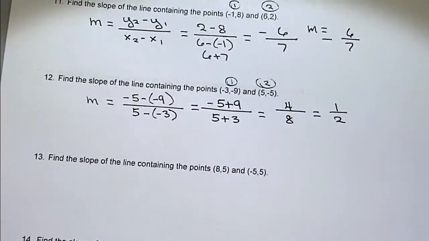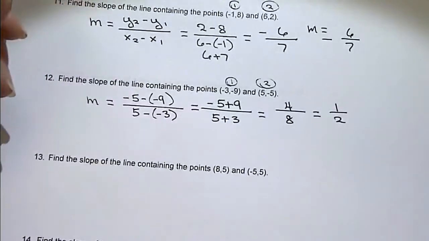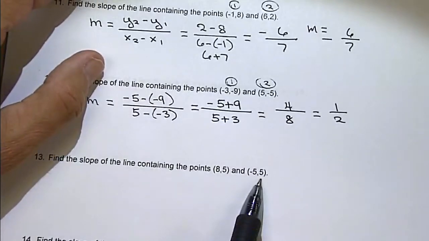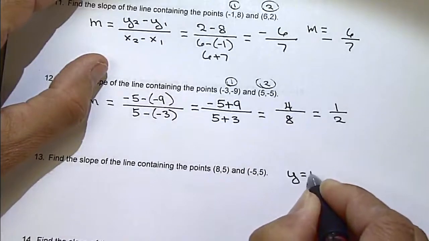Next, find the slope of the line containing those two points. Well, this is an interesting set of points. Why is it interesting? Because look at these two points. Pay attention to what you got. Look, both of the y-coordinates are the same. Do you know what that means? This line is y equals 5.